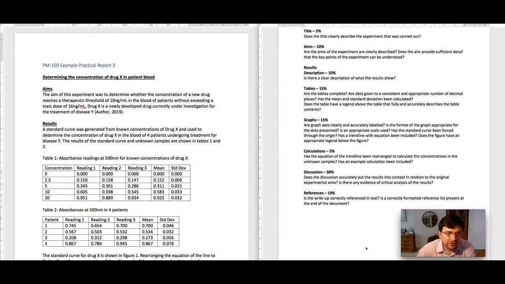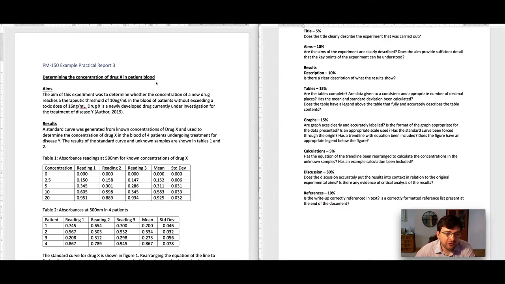Okay, so this is the final of the three example reports. And again, this is a step up in terms of the quality from the previous two. So when we look at the title, we're determining the concentration of drug X in patient blood. So it's a very clear title. It says exactly what the experiment is going to do. So we know that we're measuring the amount of drug X in patient blood.